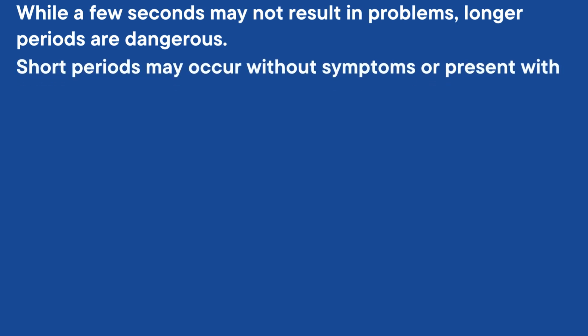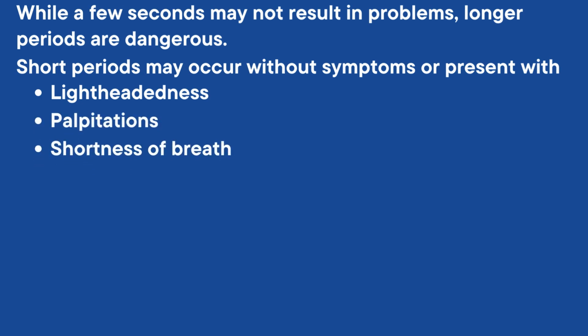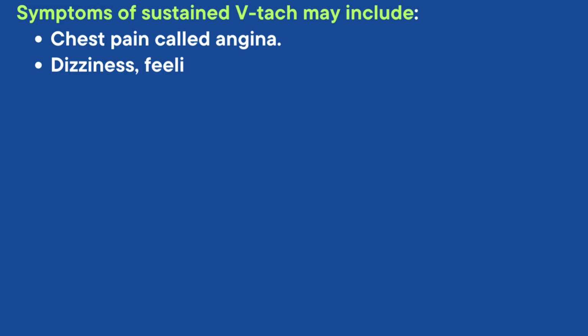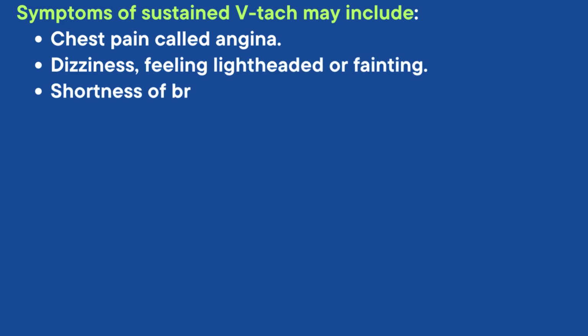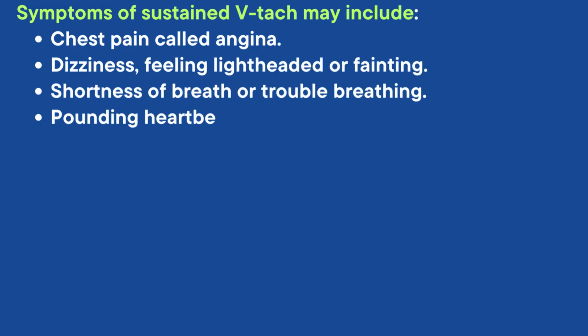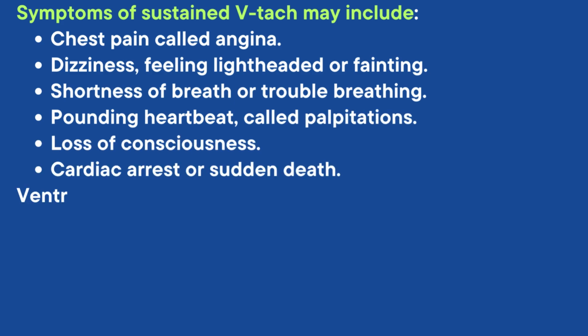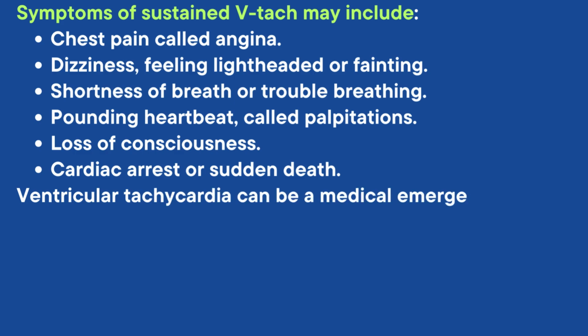Short periods may occur without symptoms or present with lightheadedness, palpitations, shortness of breath, chest pain, or unconsciousness. Ventricular tachycardia may turn into ventricular fibrillation and can result in cardiac arrest. Symptoms of sustained ventricular tachycardia may include chest pain called angina, dizziness, feeling lightheaded or fainting, shortness of breath or trouble breathing, pounding heartbeat called palpitations, loss of consciousness, cardiac arrest or sudden death. Ventricular tachycardia can be a medical emergency even if symptoms are very minor.